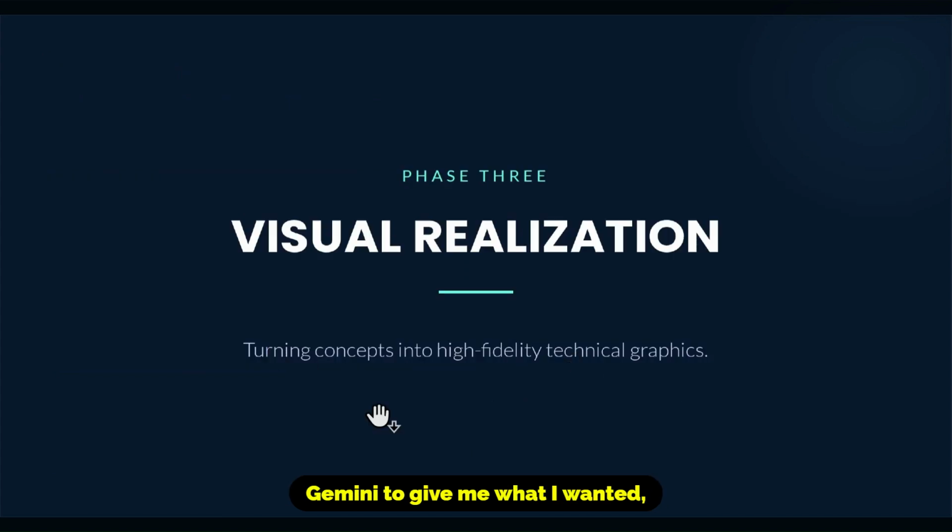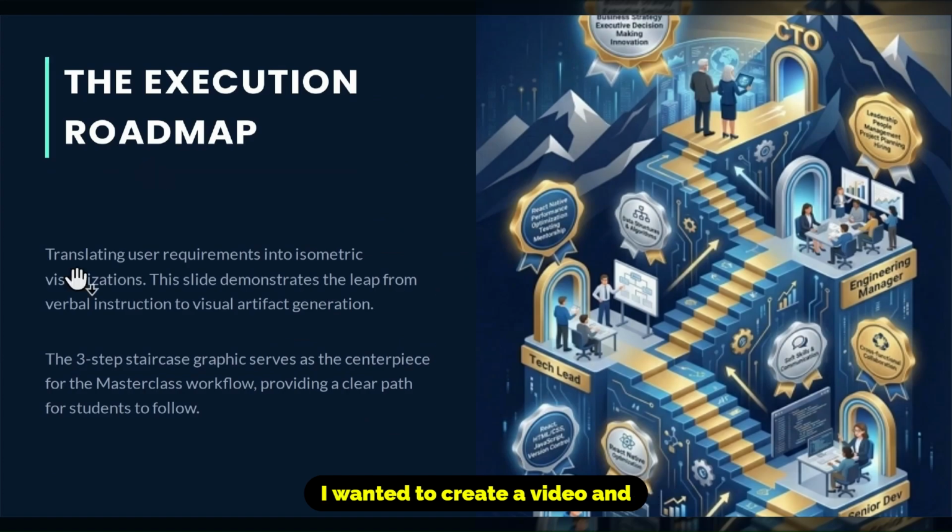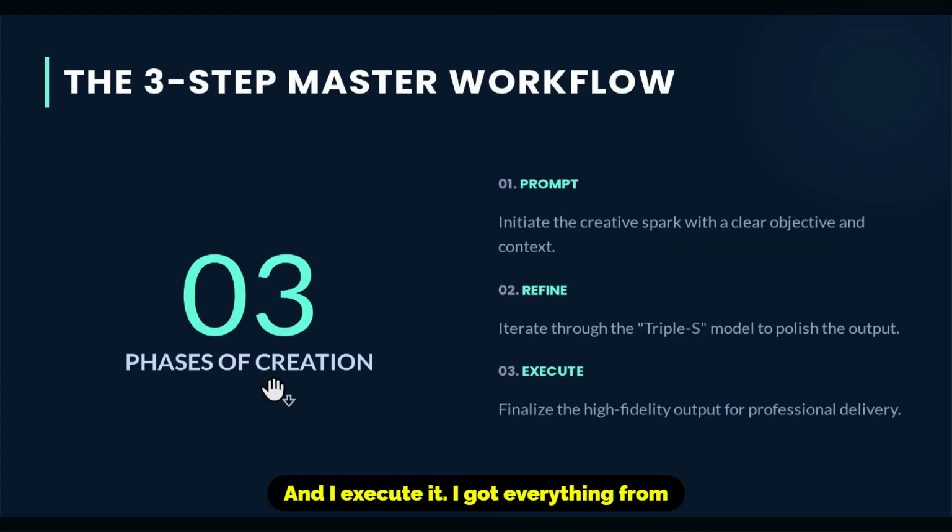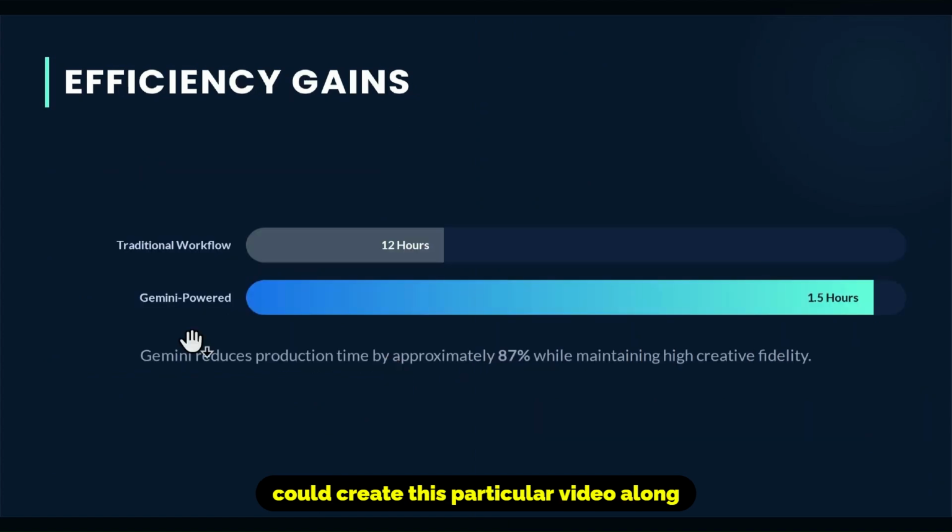I not only prompted Gemini to give me what I wanted to create a video, it also gave me the option to create images as well. So the prompt was this, and I refined it and I executed. I got everything from Gemini. So it's a collaborative partner. Normally it would have taken me hours, but in an hour or so, I could create this particular video along with the script. So it's great to use Gemini.